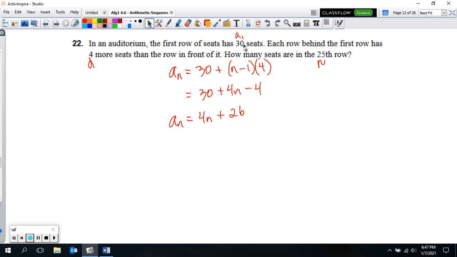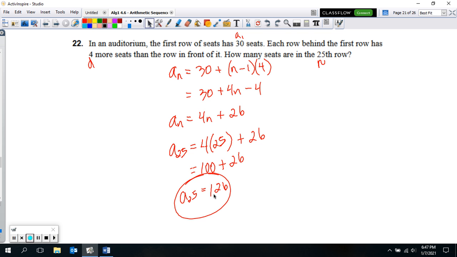So we don't have to keep saying, okay, well, I know the second row is going to have 34 seats because that's 4 more than 30, and the next one's going to have 38, the next one's going to have 42. We can do it the long way, but this way is a little quicker if we get this equation out and then just do 4 times 25, the a of 25. So the 25th term is 4 times 25 plus 26. So 4 times 25 is 100, and 100 plus 26 is 126. So the 25th row has 126 seats. Let's make sure we write down seats there, because that's what the number stands for. 126 is how many seats there are in the 25th row.